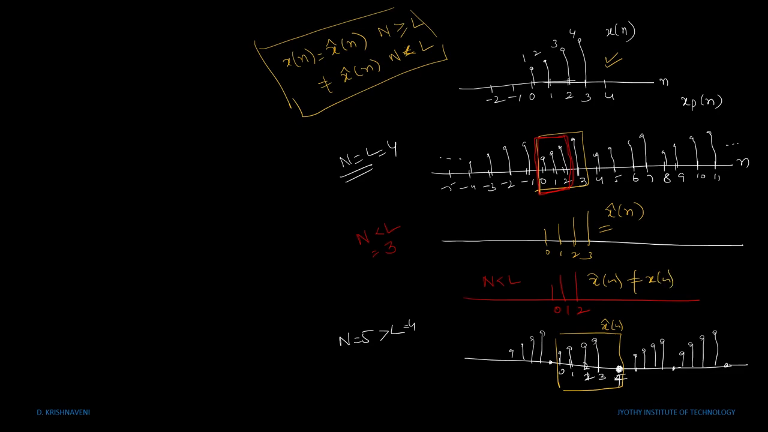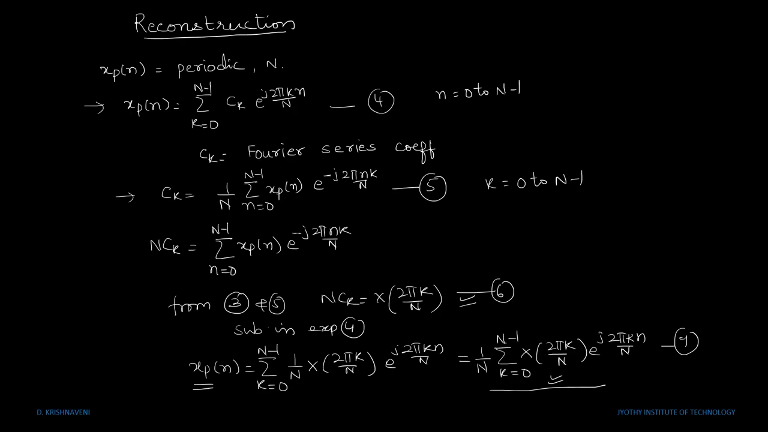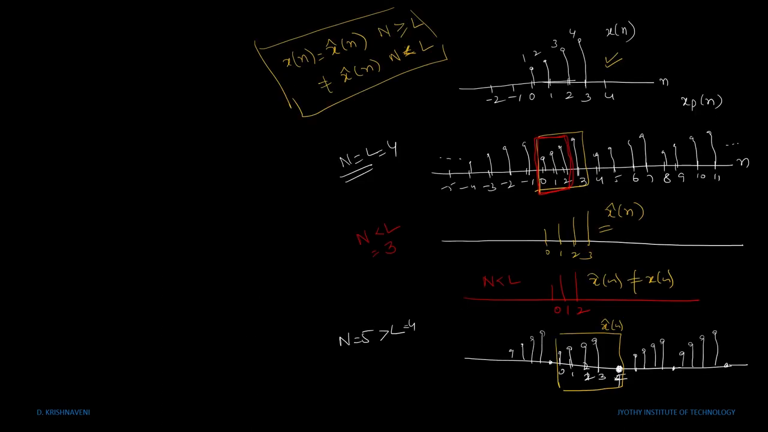What is the condition? The condition is that the reconstruction of the periodic signal xp of n is possible from the samples of the spectrum, which we have seen from this particular equation. Xp of n is equal to 1 by N, summation k equal to 0 to N minus 1, X of 2 pi k by N, e to the power of j 2 pi k n by N. But xp of n is the periodic extension of x of n, and x of n can be recovered from xp of n if there is no aliasing or mixing of signals in the time domain.